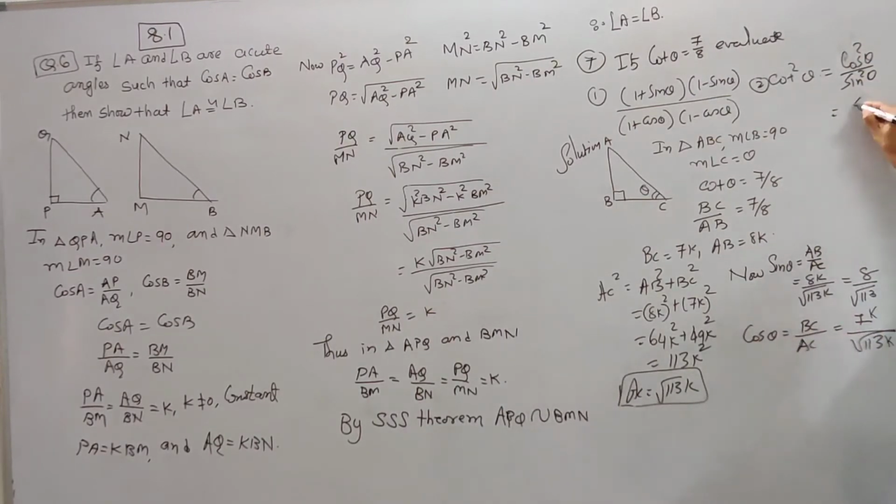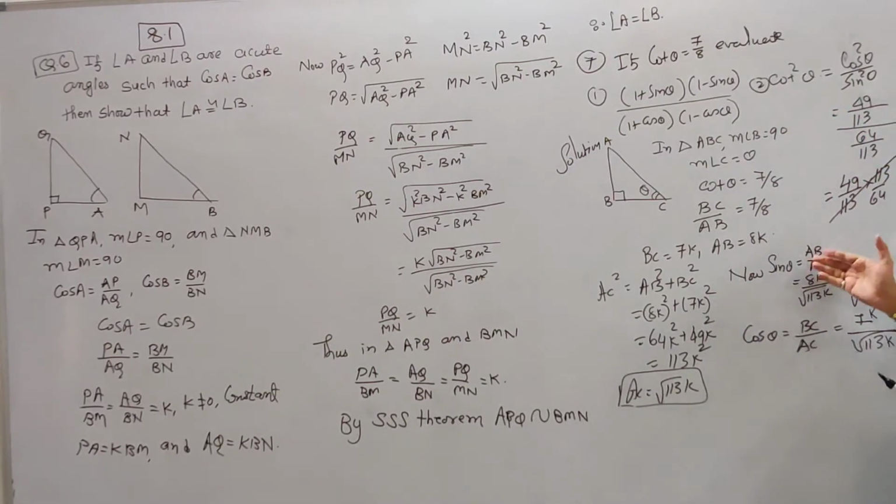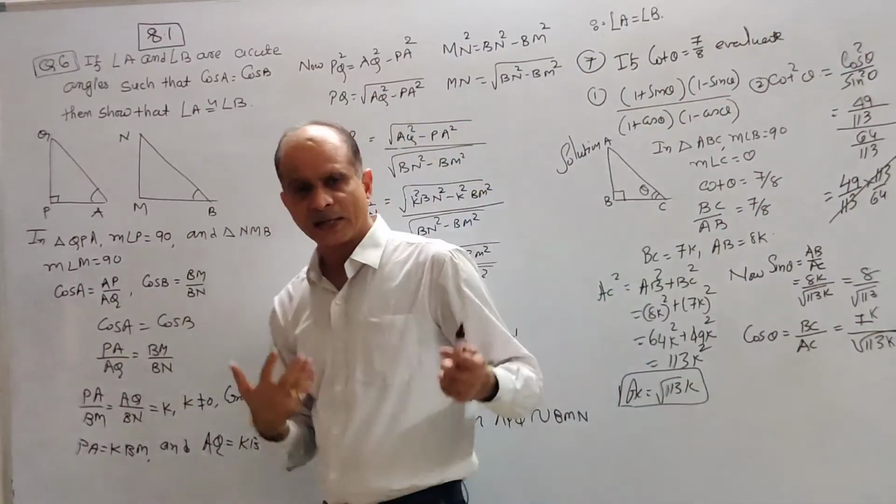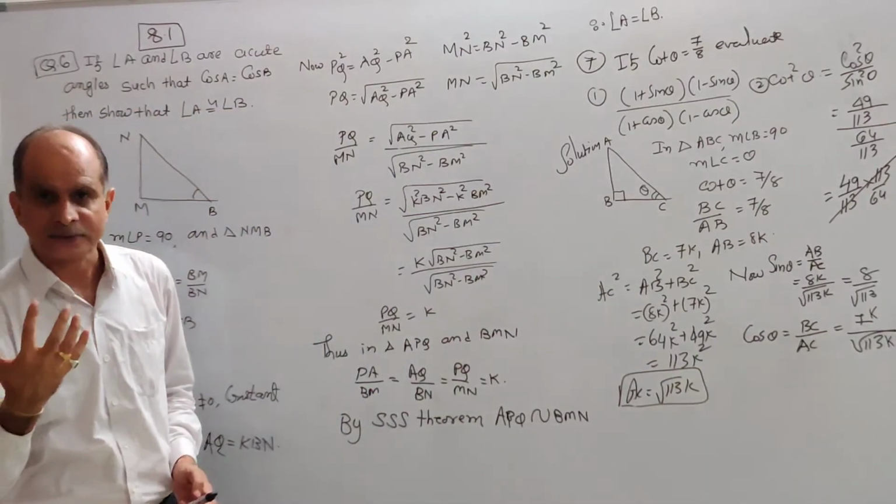Cos square theta means 49 upon 113. Similarly, sin square theta means 64 upon 113. If you simplify 49 upon 113 multiplied by 113 upon 64, you can cancel this. So what do you get? 49 upon 64. This is your answer of the second part. In the first part, you have to put the value of sin theta and cos theta, and then multiply and simplify, and you will get your answer.